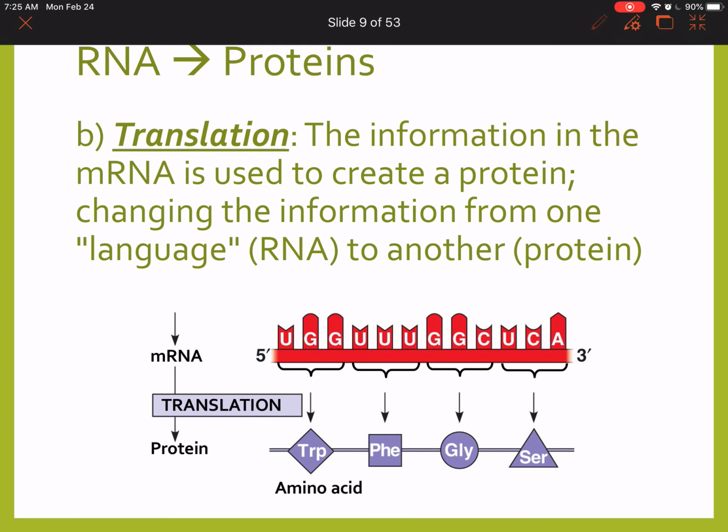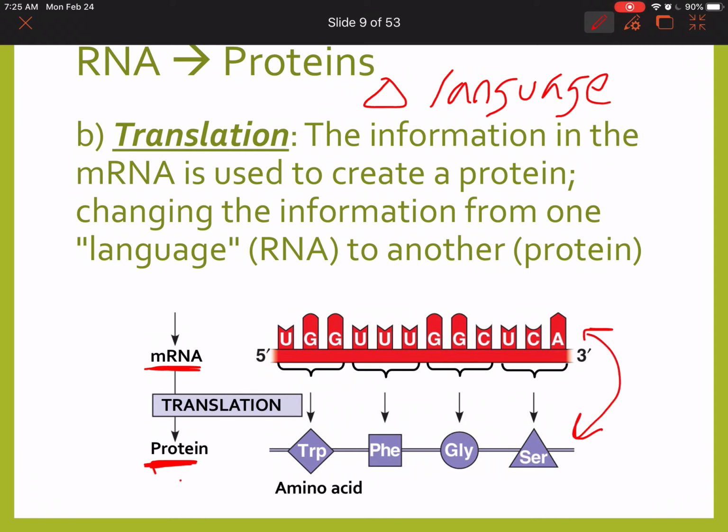Translation does not copy. Translation changes the language. So we're going to go from RNA language to protein language. And if you notice, these are not the same looking. In video 3, we'll talk about how we translate from this language to that language. It's like going from English to Latin. You go, I'm using letters, but I am not using them in the same way. So video 3 is going to be a bit more complicated, but you can do it.